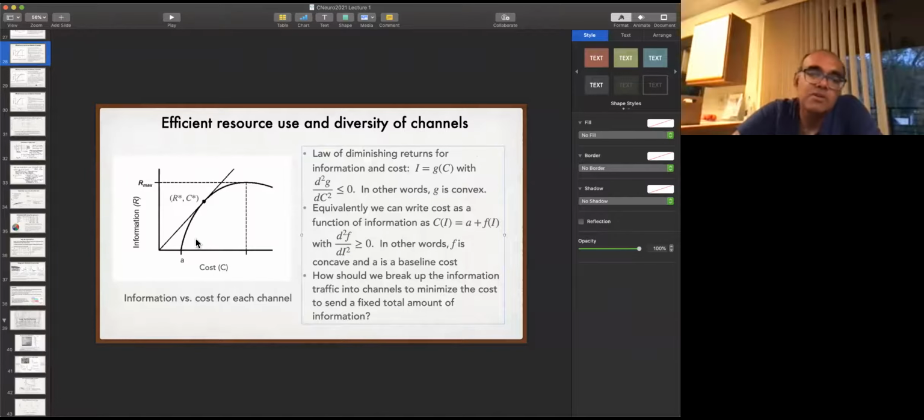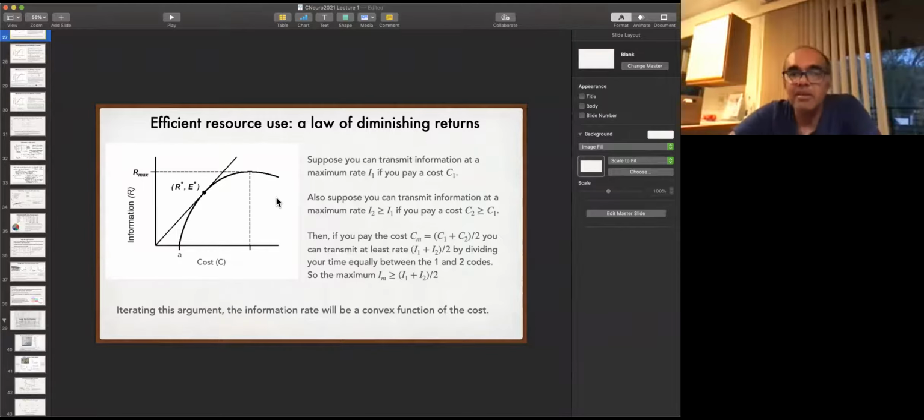Yes. So the idea is, first, I try to give you an argument that in complete generality, regardless of the biophysics of the channel and so on, the information as a function of cost will be some convex down curve. That's supposed to be a completely general argument. The argument was here: if you can achieve this rate at this cost, and this rate at this cost, then you can surely at least achieve the rate halfway between the two by dividing the amount of time you spend with each kind of code.